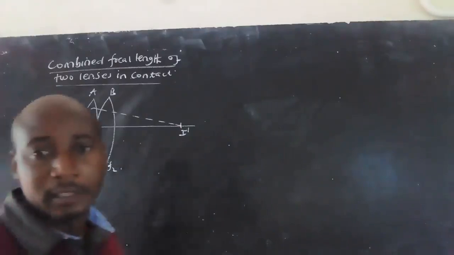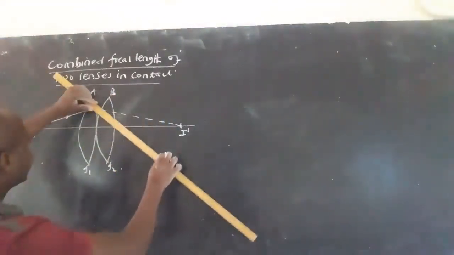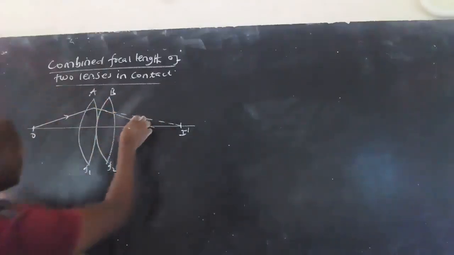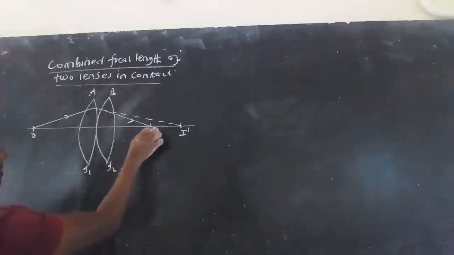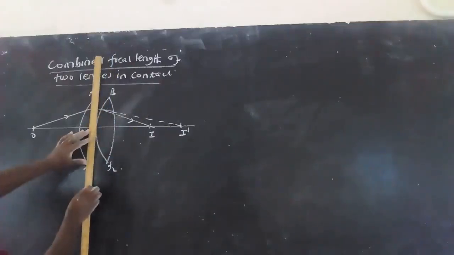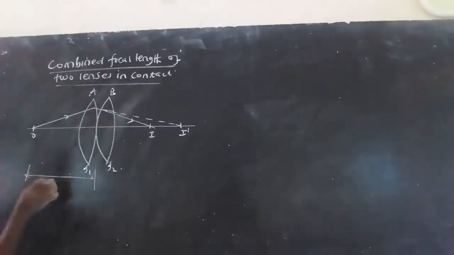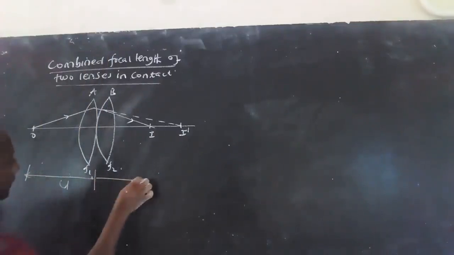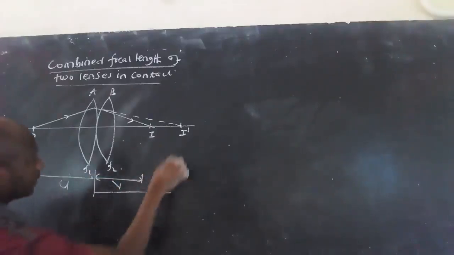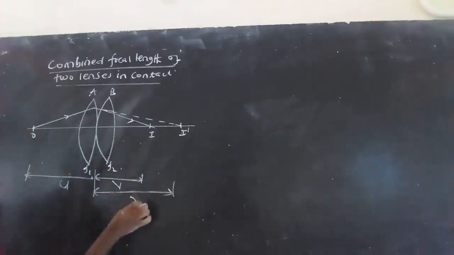Then what does the B do? The B converges. So the B will converge like that and form an image here, I. So we shall now say from here, the middle, this is our U, this is our V. Then here we shall call it V prime.